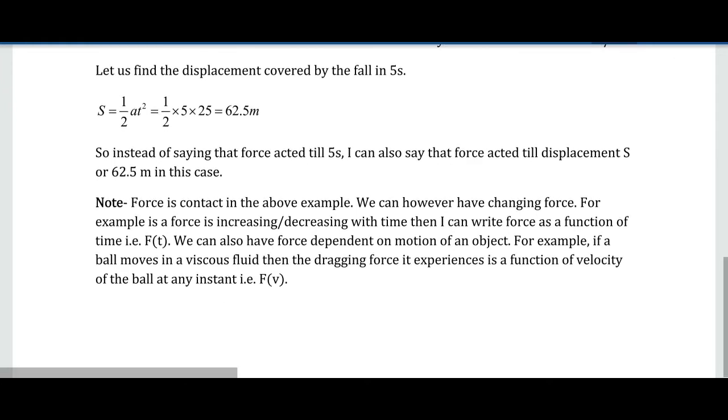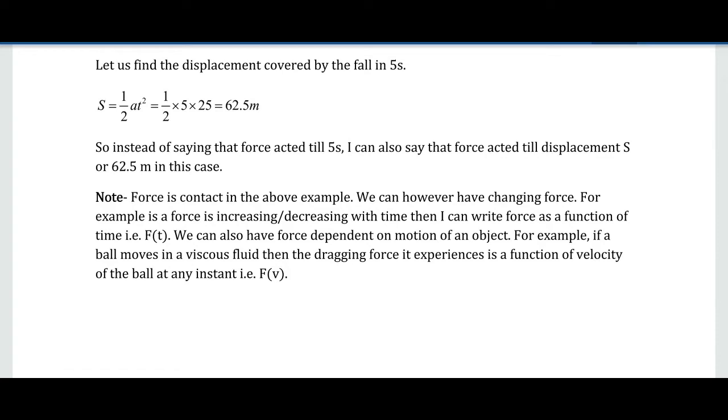Okay, so see, the above example that I have given you, though it's very easy, conveys a very important thing. One is that the force I have described above is a contact force. Somebody is pushing the ball. We also can have a changing force.